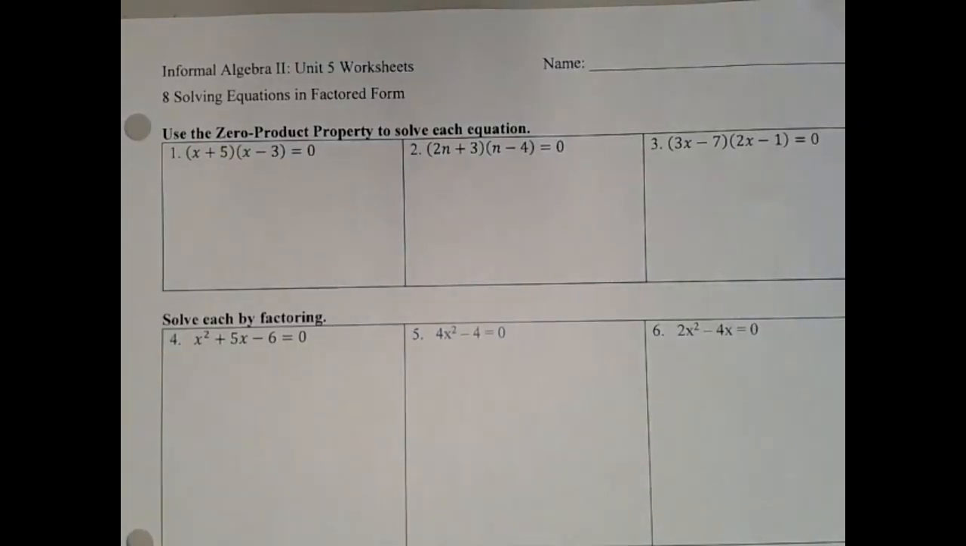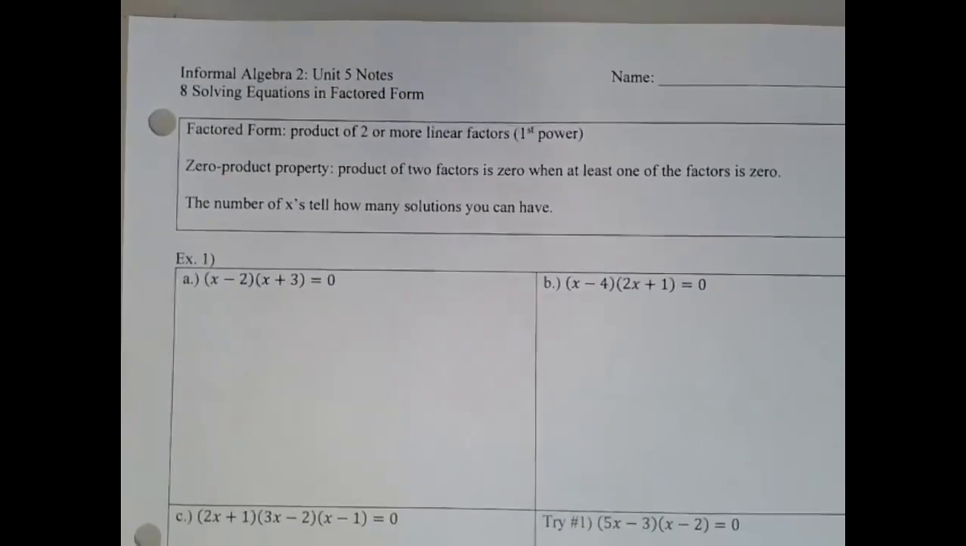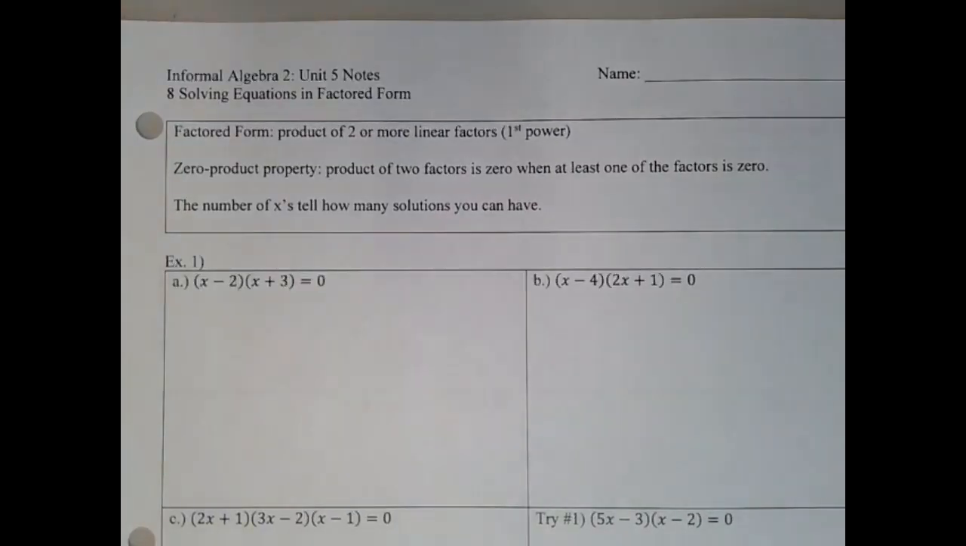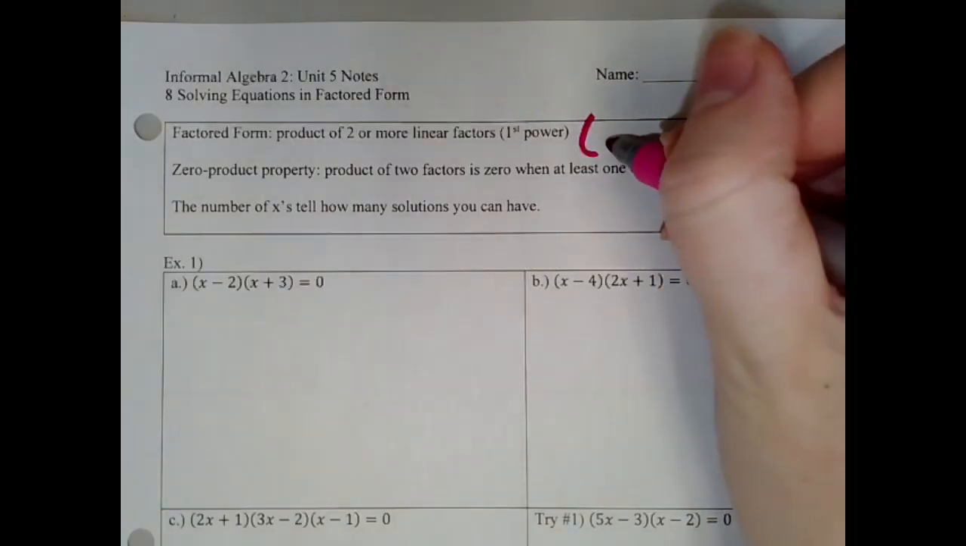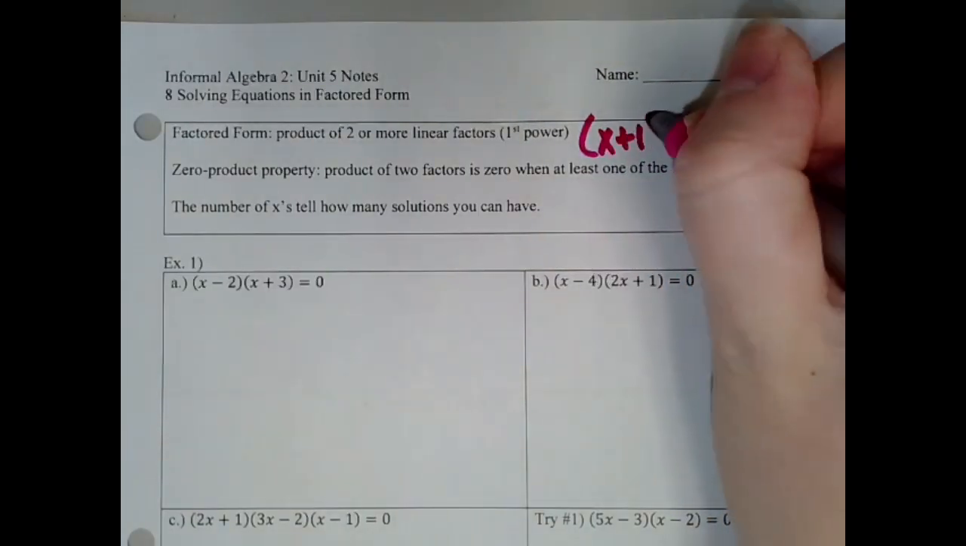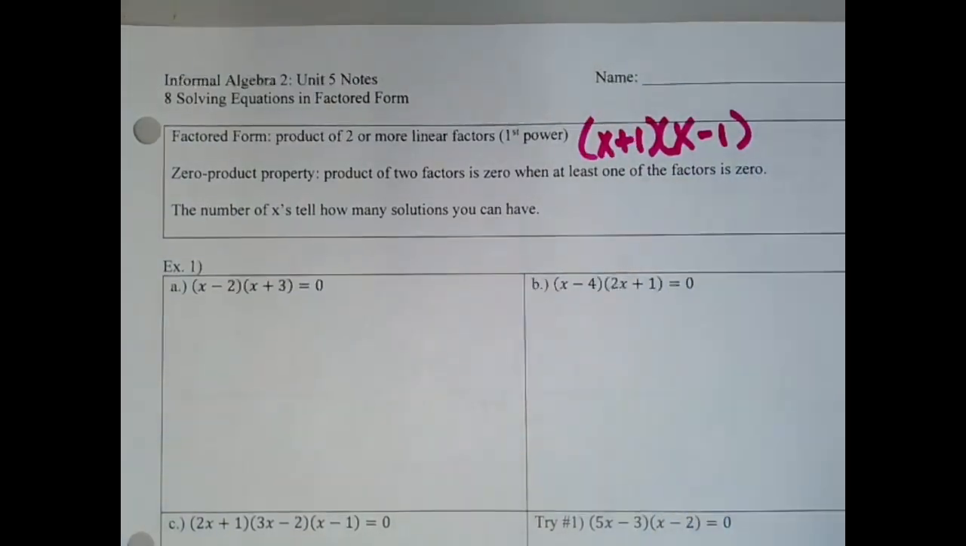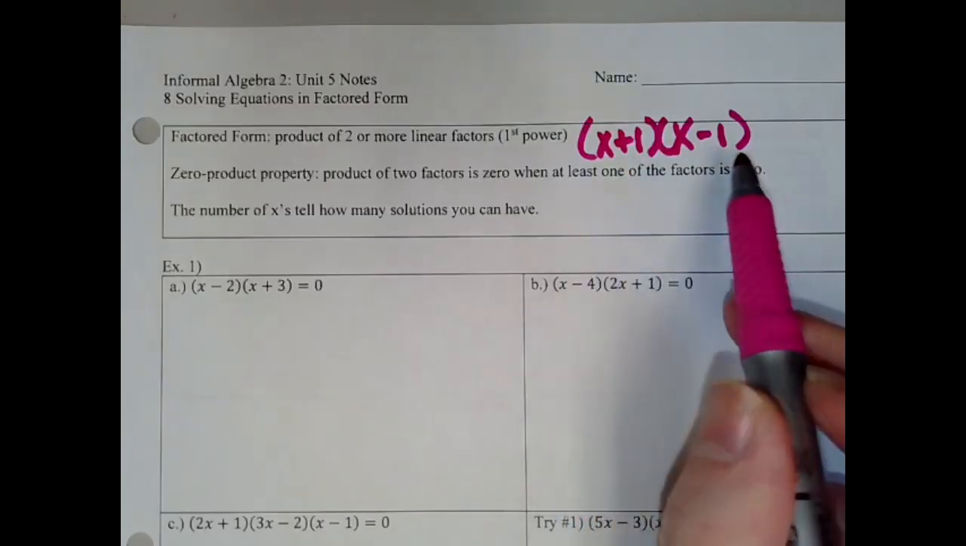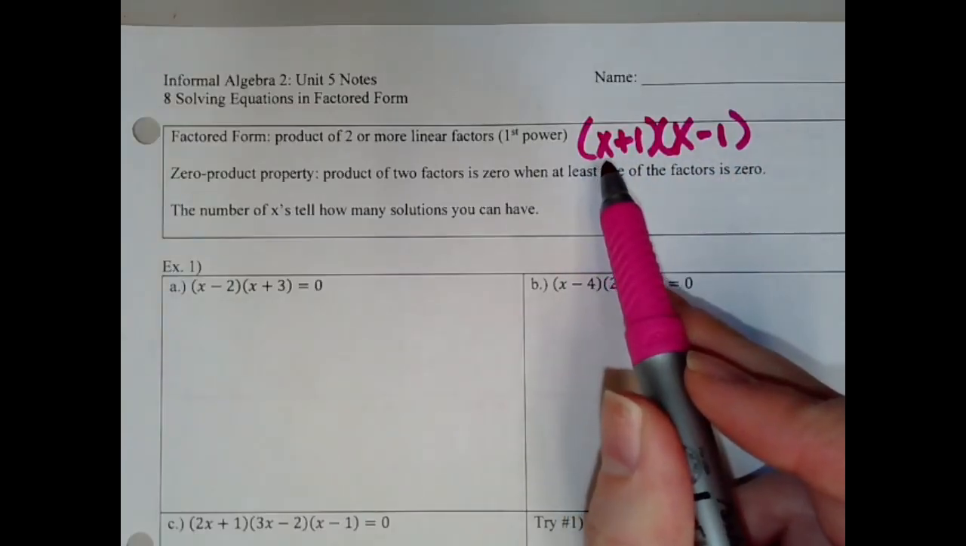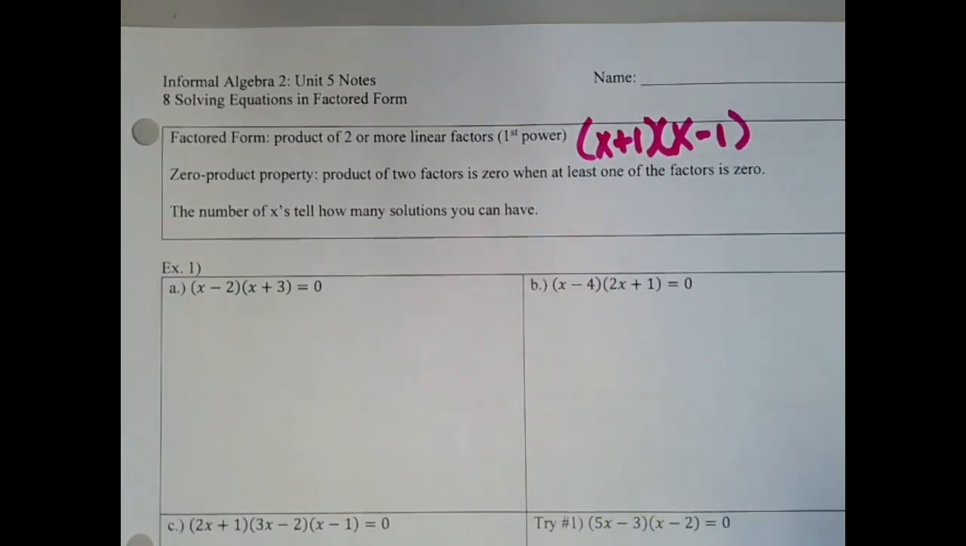Solving equations by using the factored form. Taking a look at this, if we are going to be solving using the factored form, it is a product of two or more linear factors. So what that means is you're going to have something like this, x plus 1 times x minus 1. It's a product of two different linear, meaning degree of 1, binomials, meaning two terms.